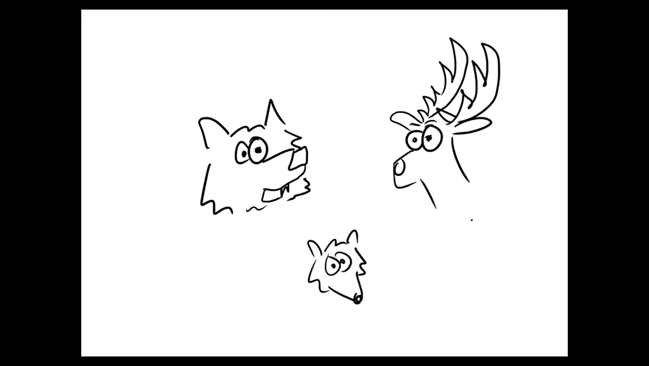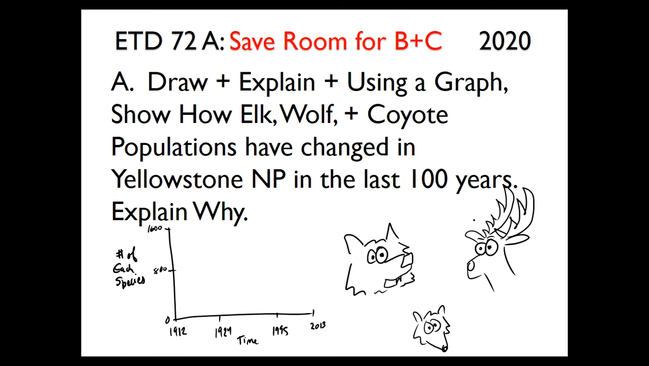Here's what I want you to do in your ETD. I want you to draw and explain using a graph, show how elk and wolf and coyote populations have changed in Yellowstone National Park in the last 100 years. And make sure you explain why each change in your graph is represented.